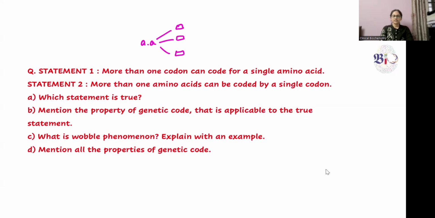The second statement is more than one amino acid can be coded by a single codon. They are saying one codon can code many amino acids, right? This is statement 2. So which statement is true here? Can you tell me which statement is true? Statement 1 or statement 2? One amino acid has multiple codons, is this true? Or one codon has many amino acids, is that true?